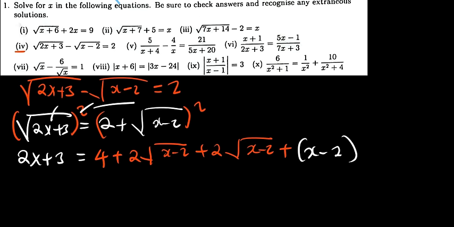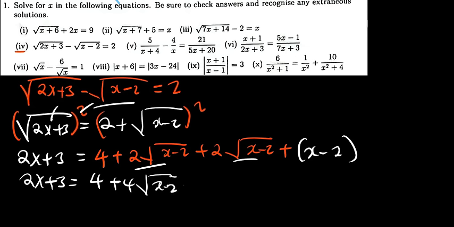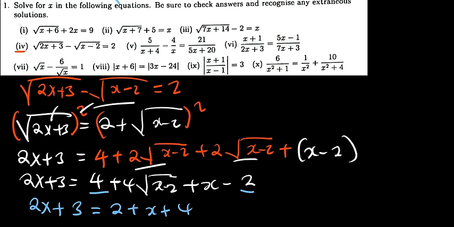Okay? So these two can be added. It's going to give me 4. So I'll still have 2x plus 3 equal to 4 plus 4 the root of x minus 2, then plus x minus 2. Now, I can clearly see that 4 and 2 can add up. Then I'll remain with 2x plus 3 equal to 4 minus 2, which gives 2, then x here, plus 4 the root of x minus 2. I've just gotten this and written it here.